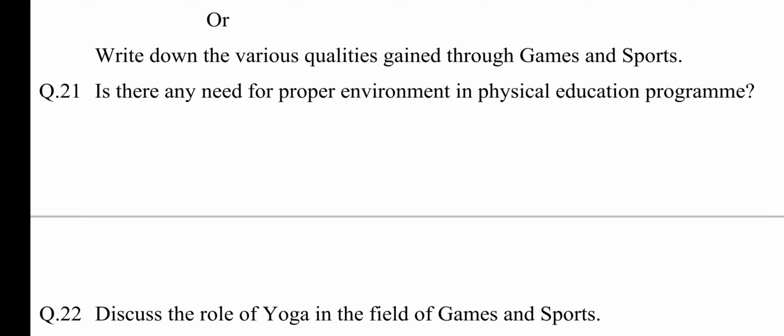Explain all these points into 2 to 3 lines, or write down the various qualities gained through games and sports. This question is also related to chapter number 3, sociological aspects of physical education. The answer may be: many qualities gained through games and sports are as listed below.